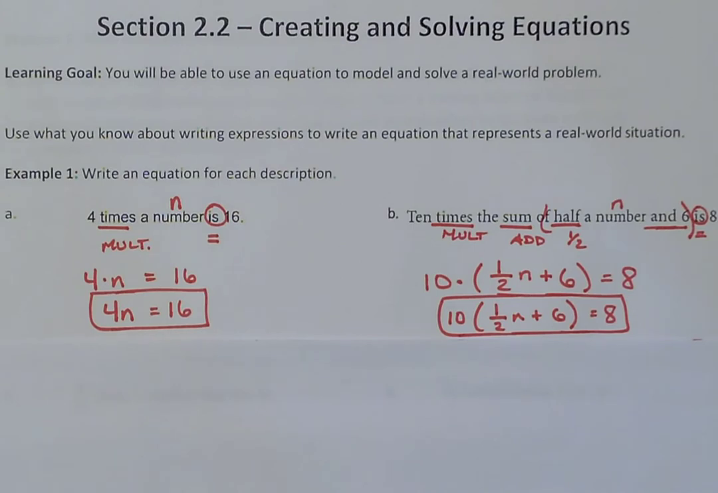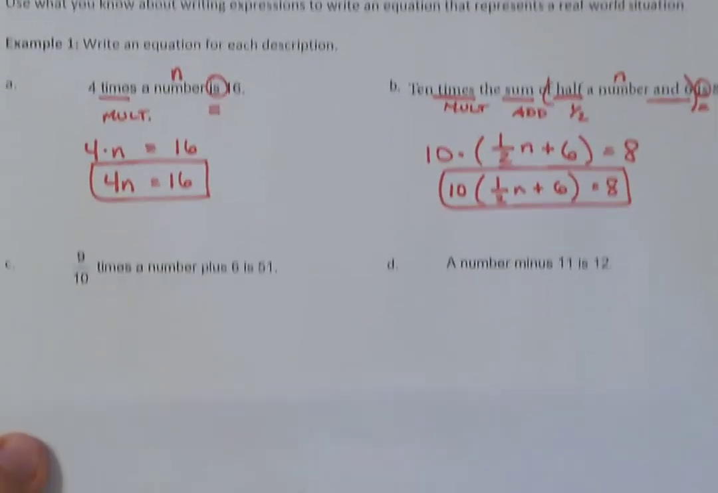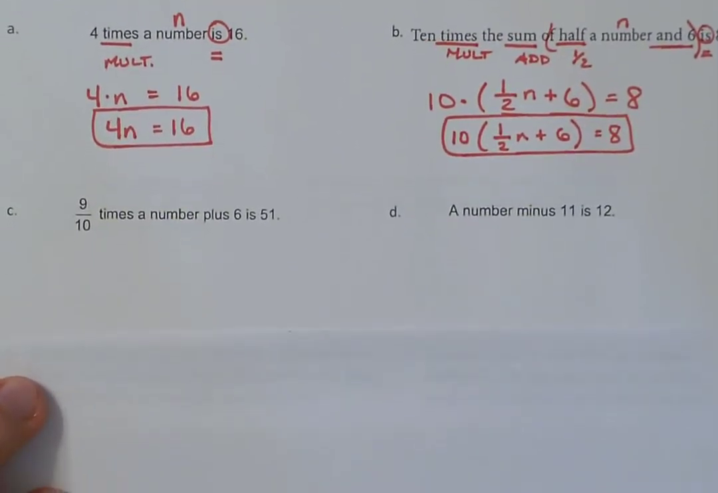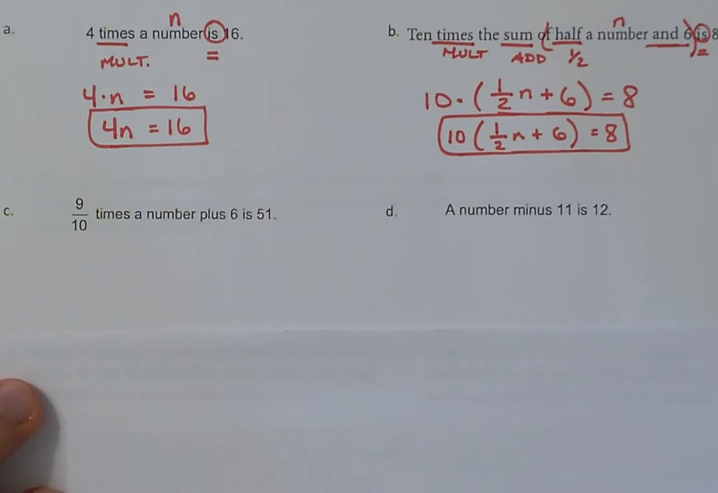Alright, so that is how you do parts A and B. As I said, I'm just going to run through the others just to give you some practice in seeing what they look like, and that way I can kind of break down the meaning of each of them. Alright, so let's move on to parts C and D next. We're going to leave A and B there as kind of a reference for now.